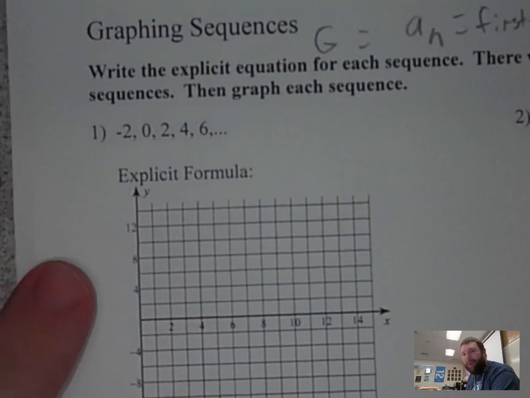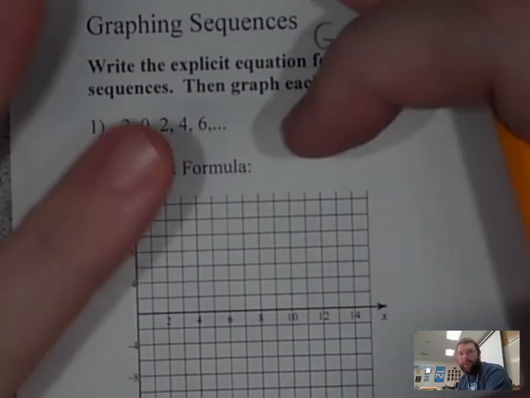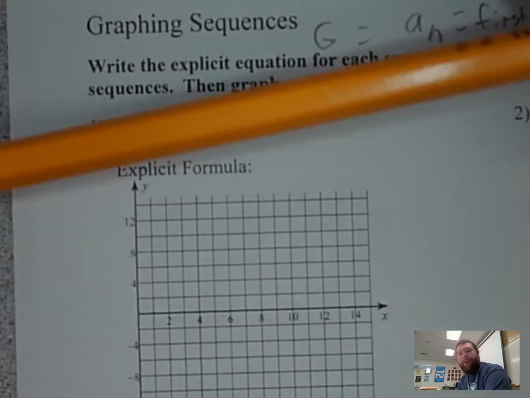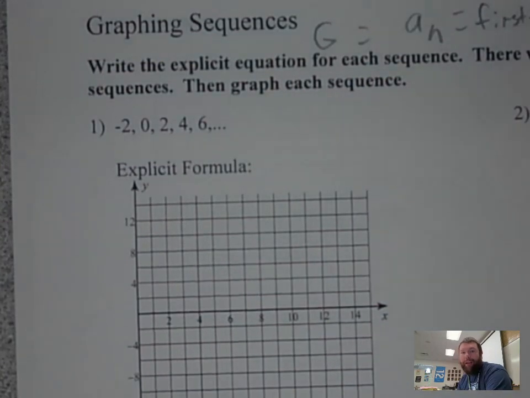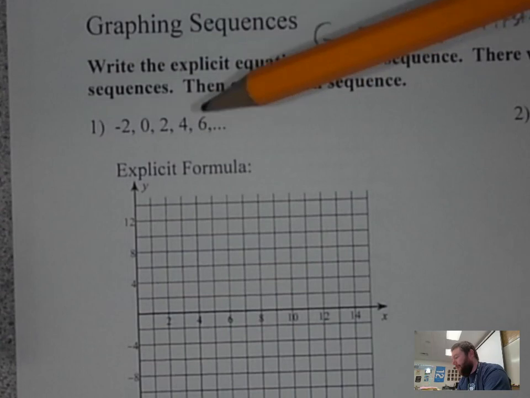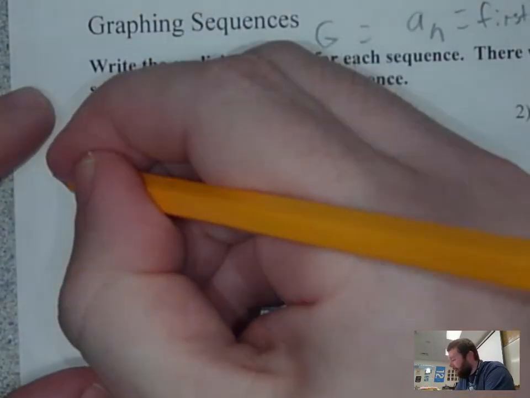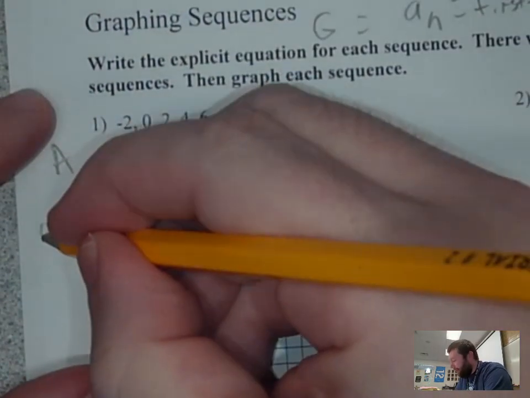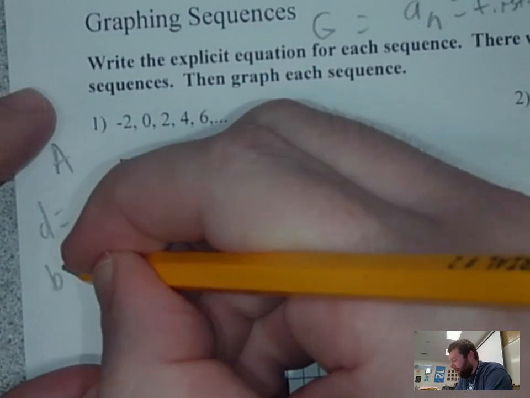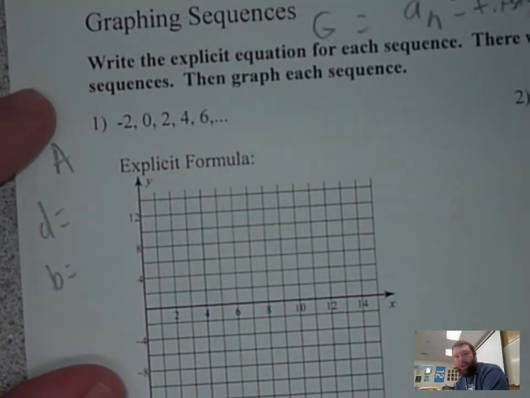The first thing we have to do is figure out if these are arithmetic or geometric before we start. We're trying to figure out if we're adding or subtracting a number, or if we're multiplying or dividing by a number. If I go from -2 to 0 to 2 to 4 to 6, it's just increasing by 2 each time, so that is an arithmetic problem. I need to find two things: a difference and a zero term. Difference is easy. It's adding 2 each time.